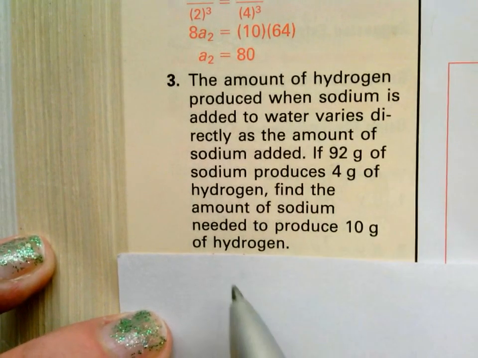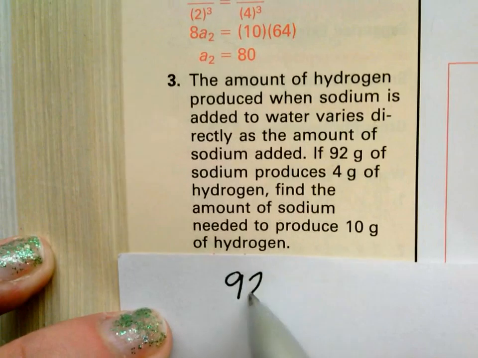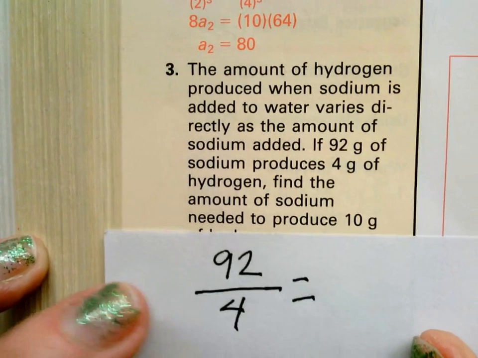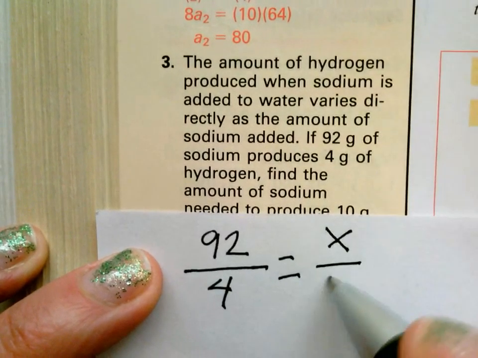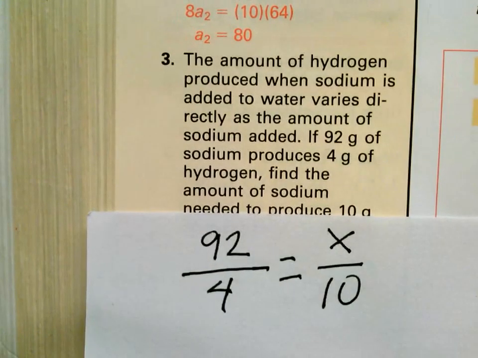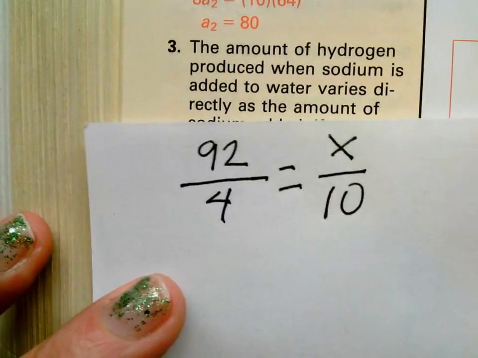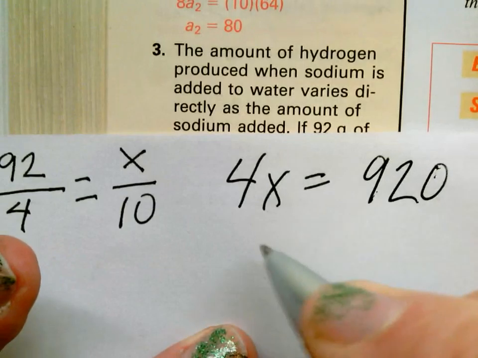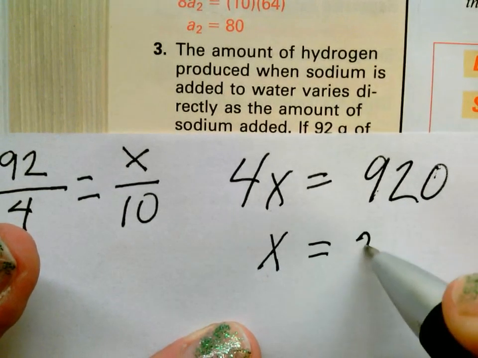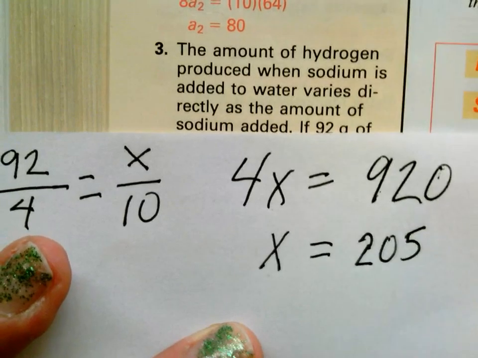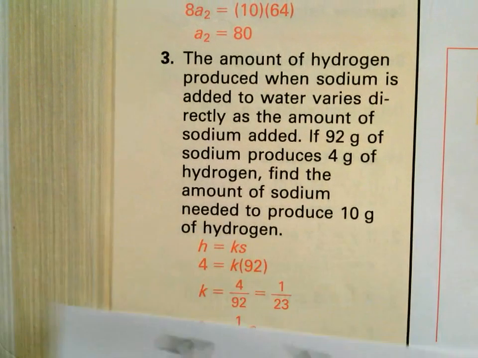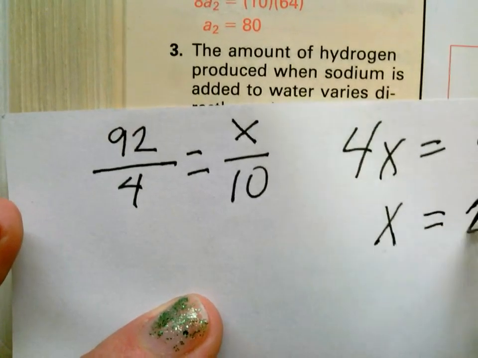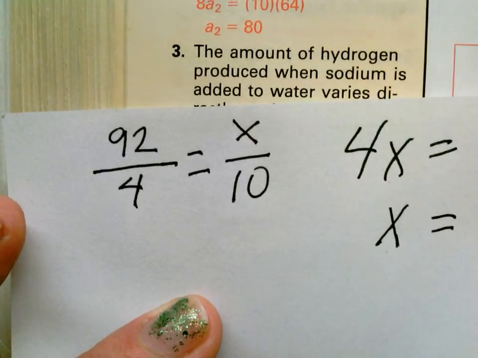So 92 produces 4. So what will produce 10? Right? 4x is equal to 920. When you divide, you got, did you get 205? I'm sorry, I did that wrong. Hold on a minute. Say again? 230 would be better. When I try to do the arithmetic in my head, I got something crazy. Okay?